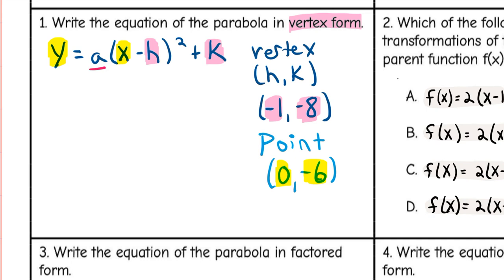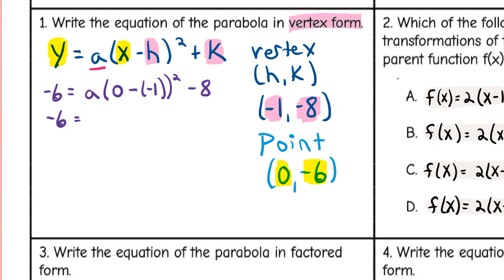If I plug in the y value of -6 here, I don't know my a term, but I know an x value is 0 when I take the point that I've identified, minus a -1 becomes +1. And then I'm going to plug in the k value, which is -8. So now I'm just going to evaluate and find the a term.